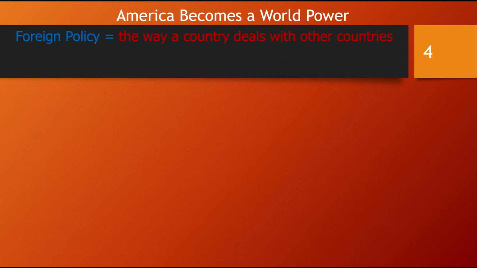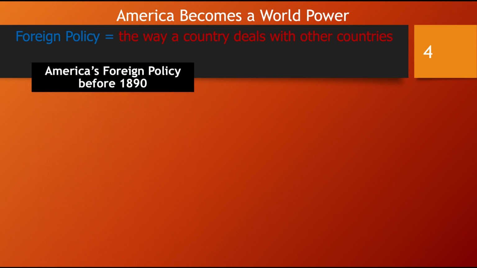So, the United States becomes a world power. Before we talk about that, I really want to define foreign policy. A foreign policy is the way that the laws and the regulations that a country deals with other countries. So basically anything that lies outside of that foreign nation.